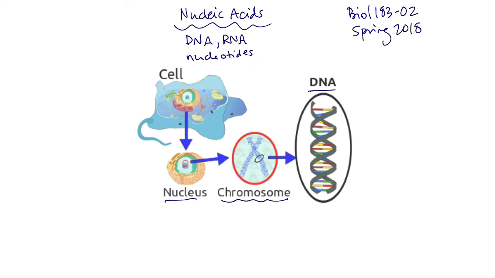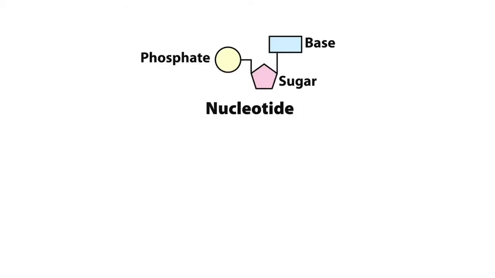Now, of course, prokaryotes like bacteria also have DNA, but they don't have a nucleus. So we're just going to be talking about the larger structures of DNA and RNA and their monomers, nucleotides. So here's a general structure of the nucleotide monomer. If this is a monomer, that means DNA and RNA are polymers.